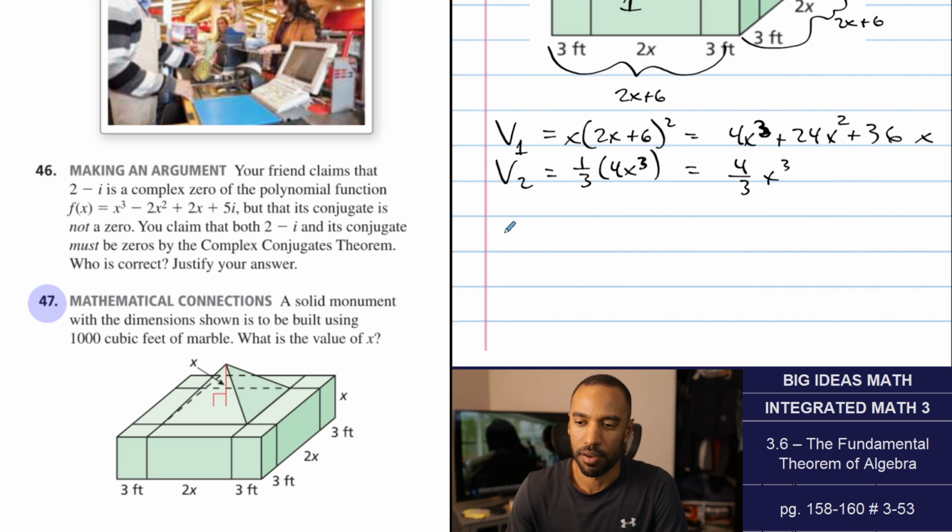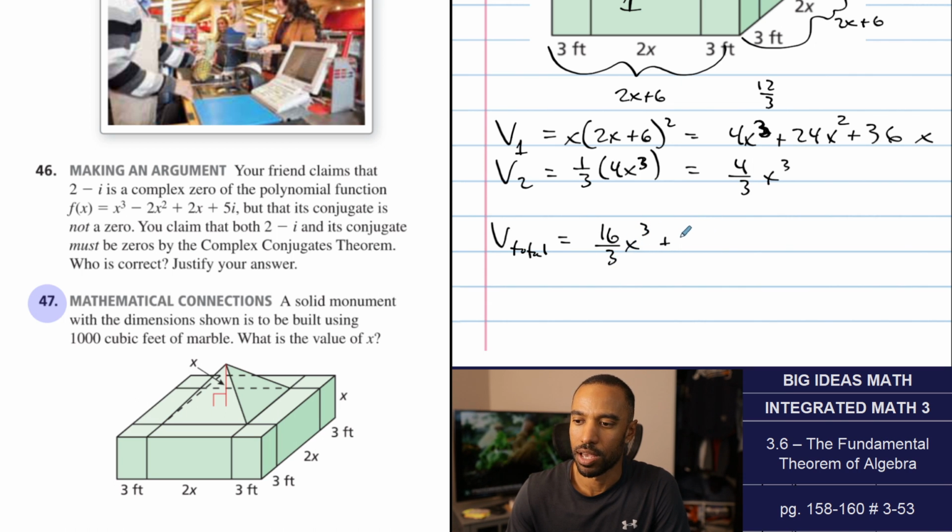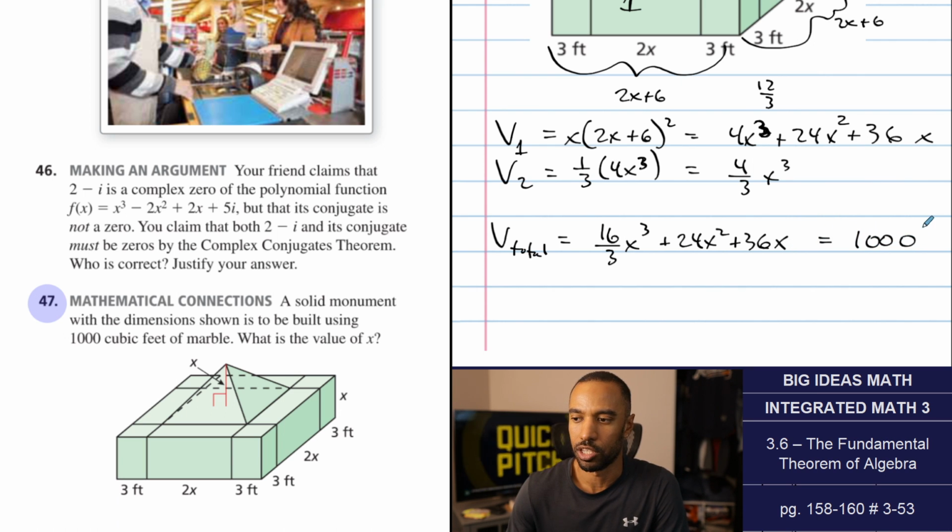Now, I'd love to multiply everything by 3 ultimately, because I don't like my uncommon denominator. So let's just write volume of total equals, I'll just write it as total first. 4 could also be 12 thirds. So 12 thirds plus 4 thirds is 16 thirds. So 16 thirds x cubed plus 24x squared plus 36x. And add that all together, this will equal 1,000 cubic feet.